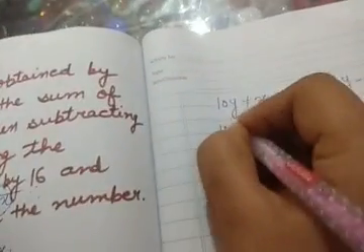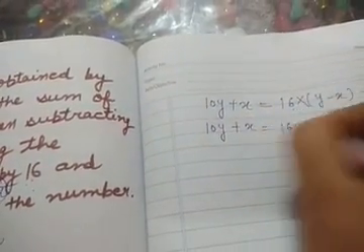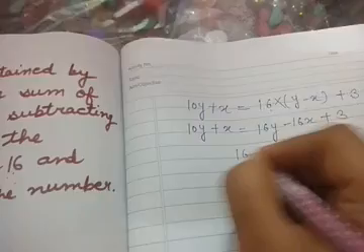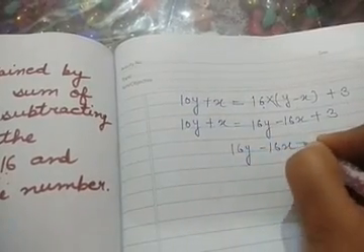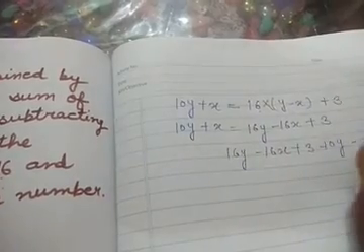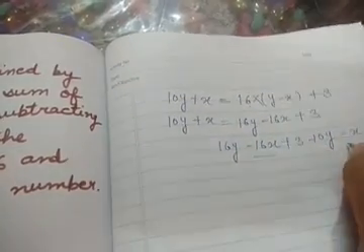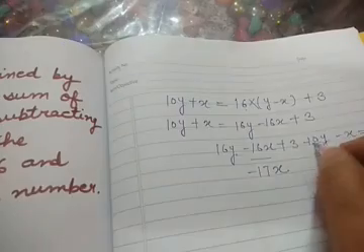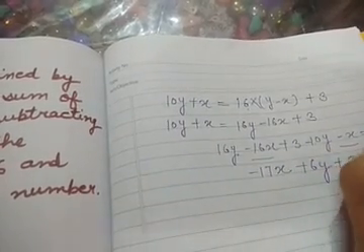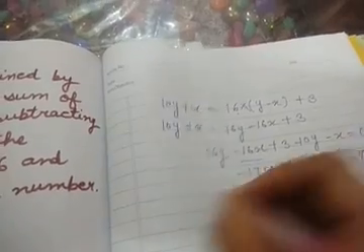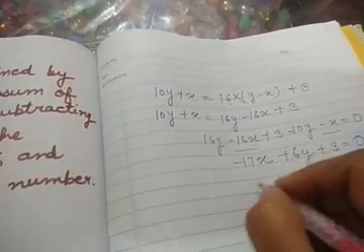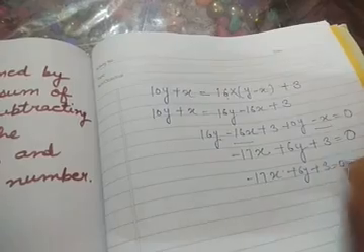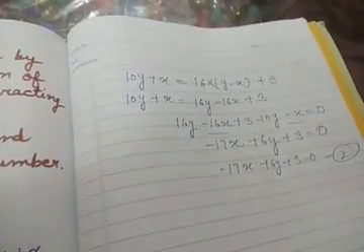You can solve it. 10y plus x is equal to 16y minus 16x plus 3. 16y minus 16x plus 3 minus 10y minus x is equal to 0. Minus 16x minus x is minus 17x. 16y minus 10y is 6y, plus 3 is equal to 0. If you want to take common, you can; otherwise, minus 17x plus 6y plus 3 is equal to 0. This is the second equation.